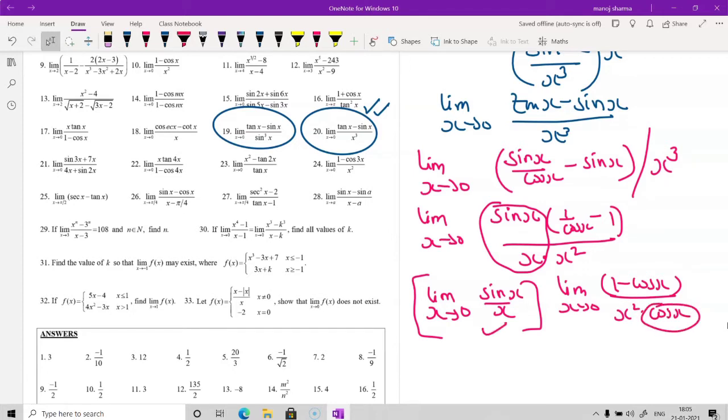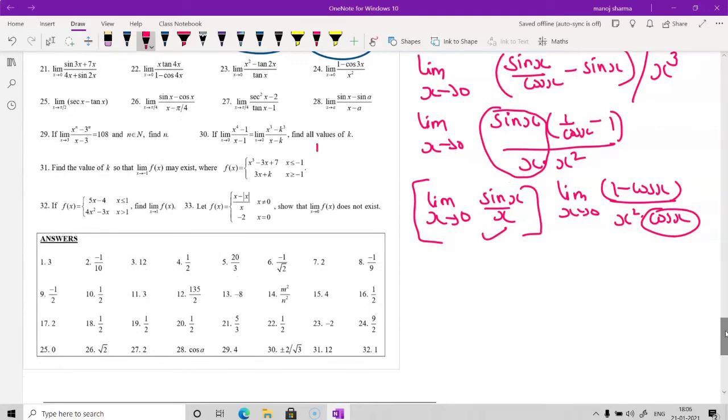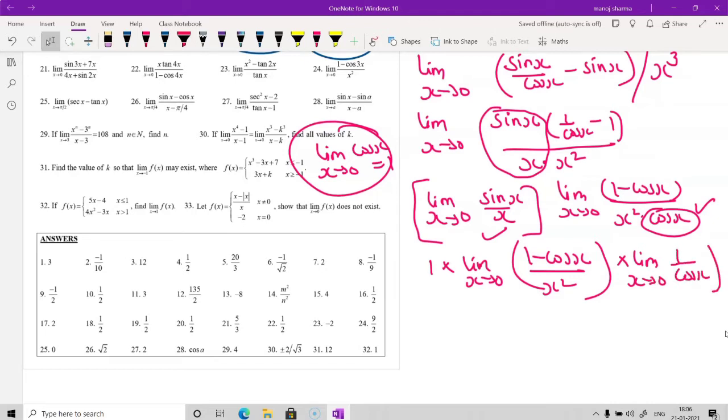Now this is alone, this is a direct limit. Now let's see how to further simplify this. In the previous limits formula I have mentioned limit x tends to 0, cos x is going to be 1. So if I apply over here, and sin x upon x is 1, it is 1 into limit x tends to 0, 1 minus cos x upon x square into again limit x tends to 0, 1 upon cos x. I have not directly put the limit so that you should be able to understand.